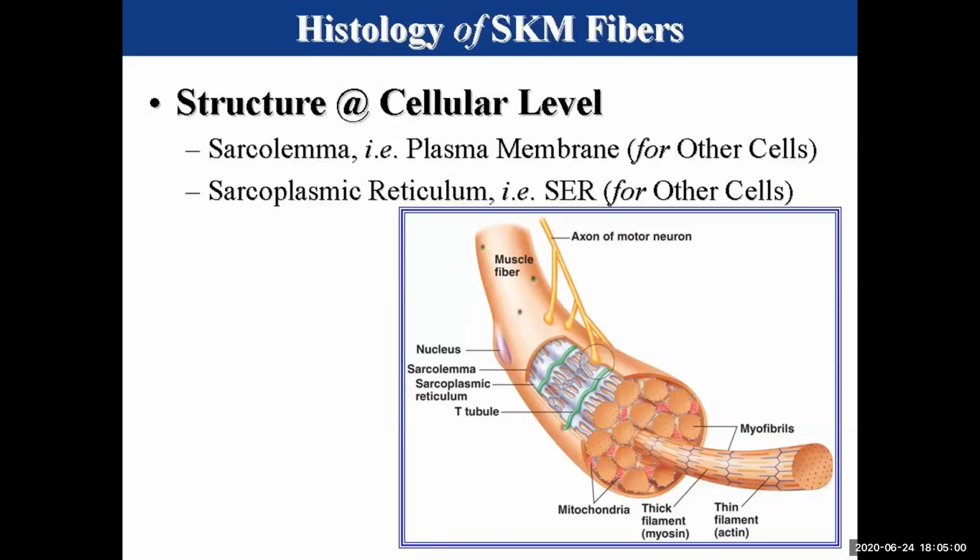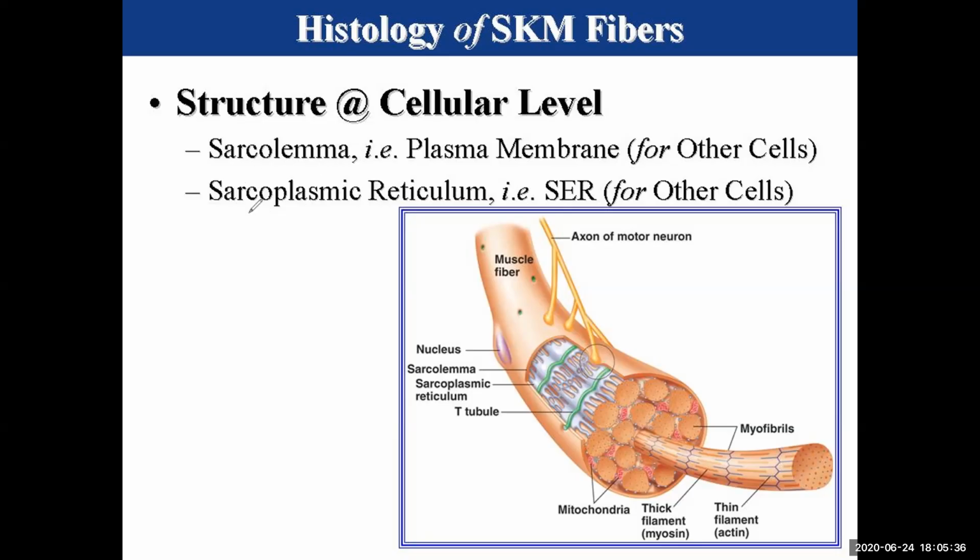So histology, meaning the anatomy at the tissue level. We start with the structure at the cellular level. The plasma membrane, the cell membrane, or the phospholipid bilayer, in muscle we call it sarcolemma. We did mention this in one of the previous lectures. The sarcoplasmic reticulum is the equivalent of a smooth endoplasmic reticulum for other cells.